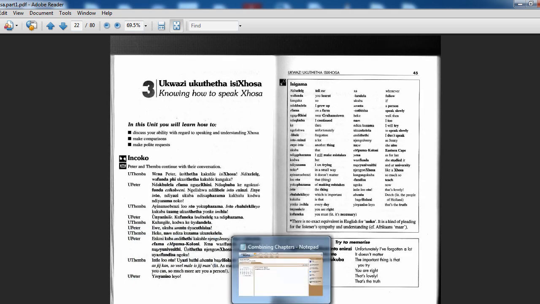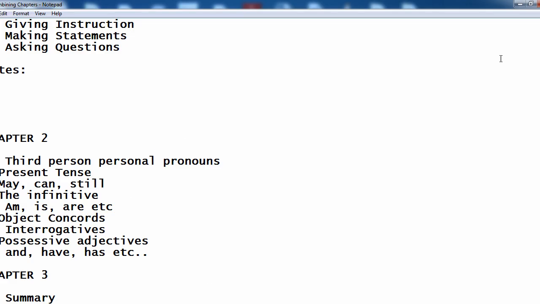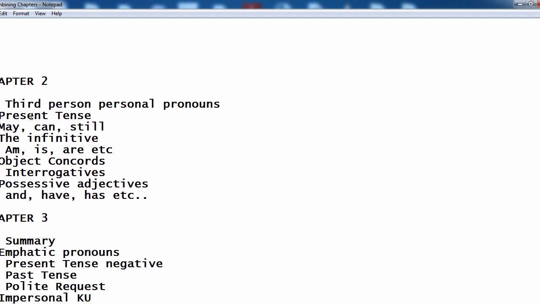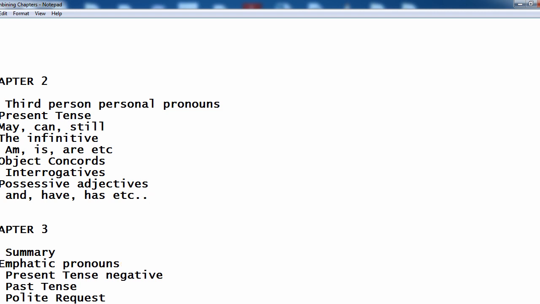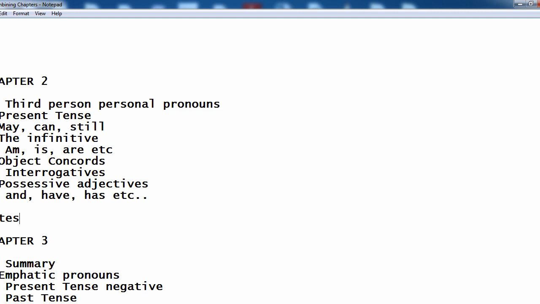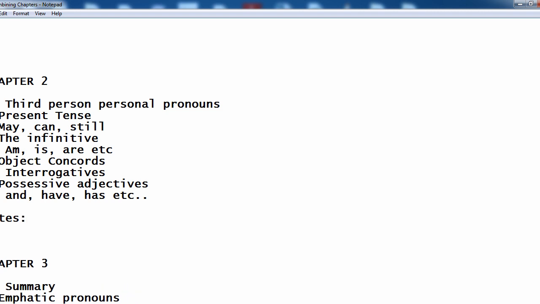If I go back to my pad here, you see that I have, for 1, third person personal pronouns, present tense, may, can, still, the infinitive, am, is, are, etc., object concords, interrogative. So these are all the things covered in chapter 2. I just put that there, and again, if I want to make notes, I'll just go ahead and make my notes here.